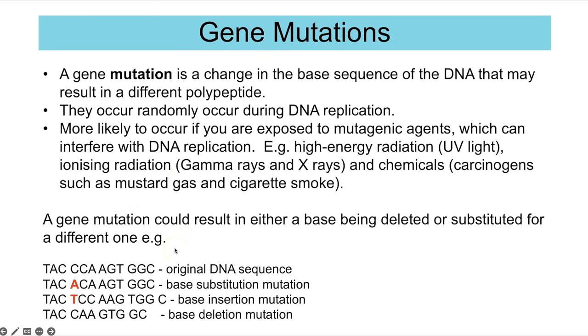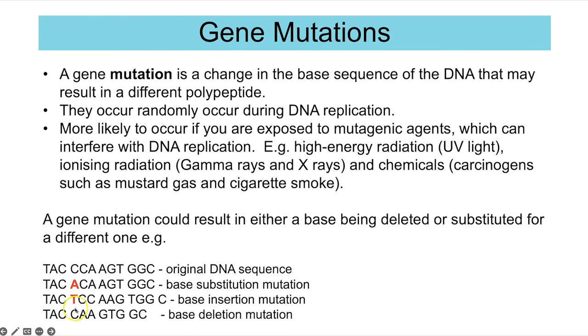A gene mutation could result in either a base being deleted or substituted. So for example, we've got our original DNA base sequence here, and we can see that the base cytosine has been substituted, so changed, for the base adenine. So that is a substitution gene mutation. The next one we've got is a base has been added or inserted. It's exactly the same sequence, except thymine has been added at this point. So that means we've now changed all of the subsequent triplets after that mutation, and we've also got an extra base not a part of any triplet. We call that a frame shift when it shifts along like that.